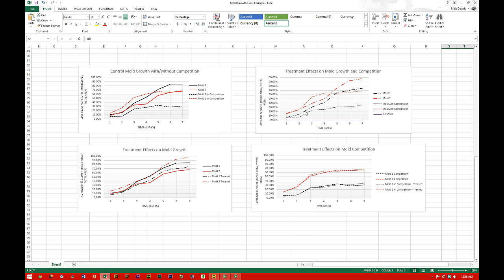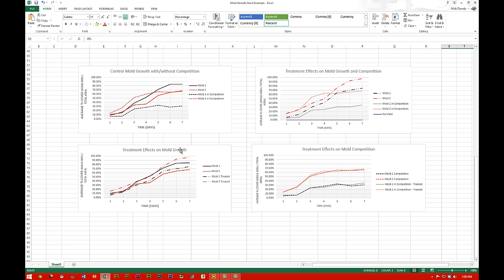And again, that's this line, just copy and paste it over here, and this line here, copy and paste it right to here. And you can see from this data that there's not too big of a difference between mold 1, between control and treated, but there's a pretty big difference between mold 2, control, and treated. That's something to talk about in results again.